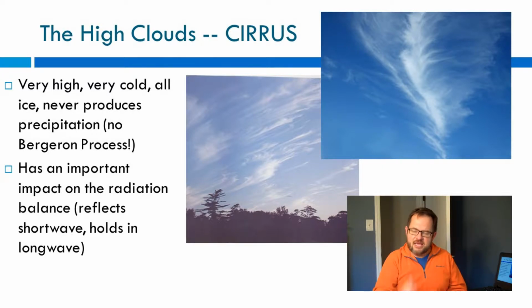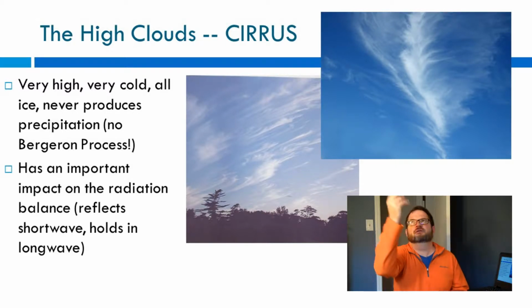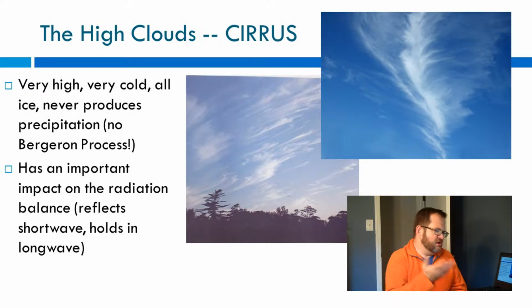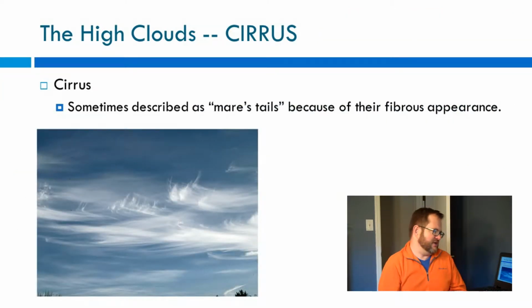Plus, they're just so high that even if some kind of ice crystal formed that was big enough to fall out of a cirrus cloud, it's 6, 7, 8 kilometers up. It would certainly evaporate in the subcloud layer of a cirrus cloud. So there isn't going to be any precipitation out of any of these cirrus clouds.